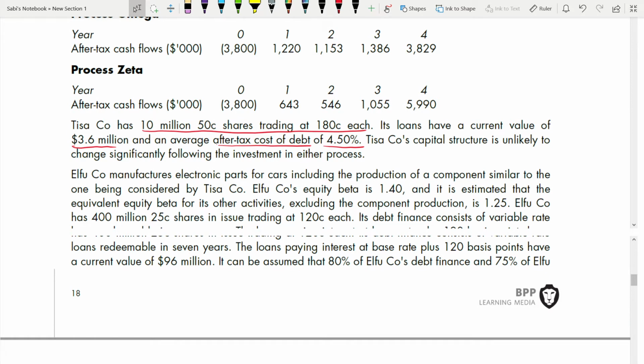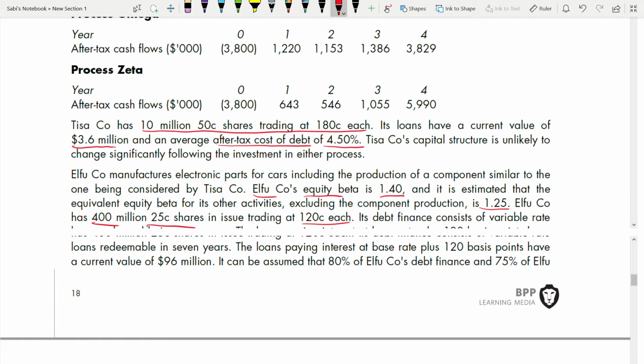L4 manufactures electronic parts for cars, including production of a component similar to one being considered by Tisca. L4 company's equity beta is 1.4, and it is estimated that the equivalent equity beta for its other activities, excluding the component production, is 1.25. So this 1.25 is for other activities, out of this 1.4. L4 company has 400 million 25 cent shares in issue trading at 120 each. Of course, you need that company's capital structure as well.